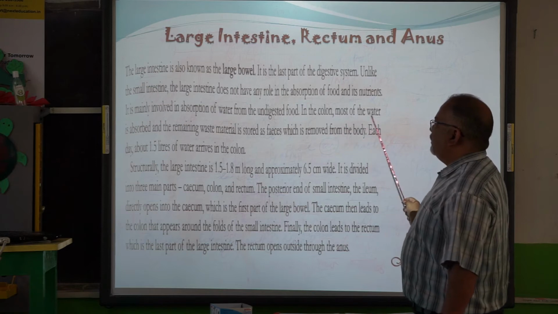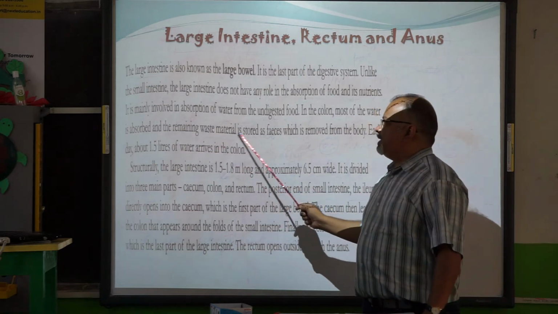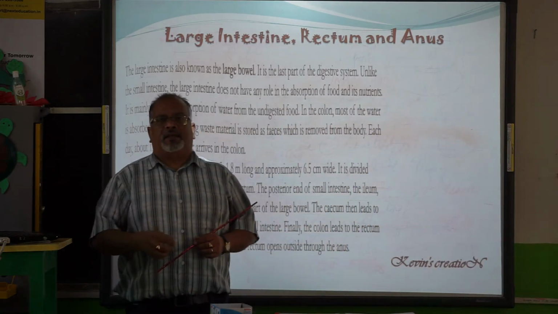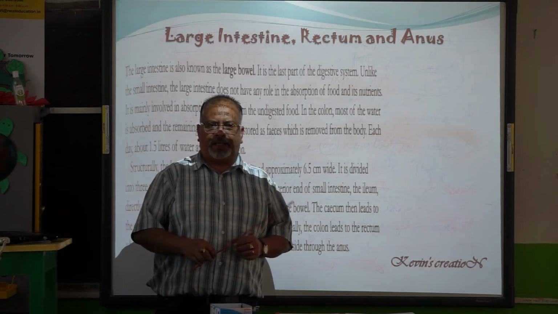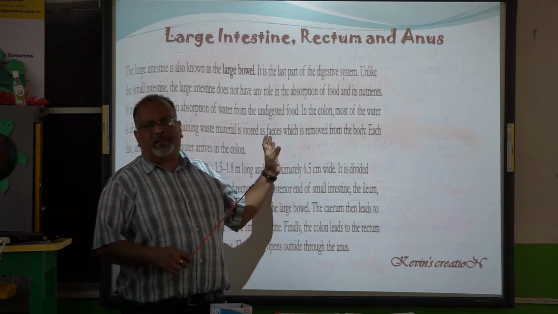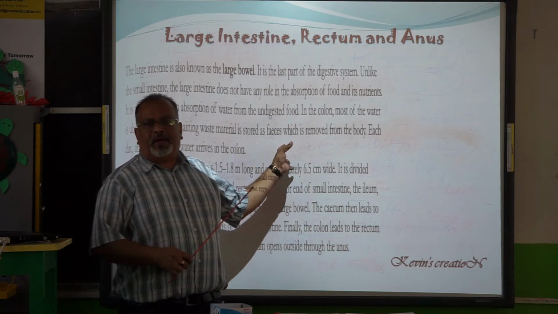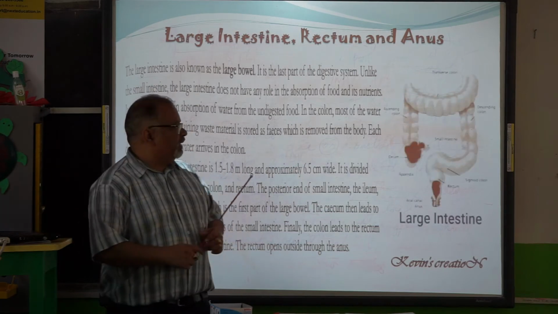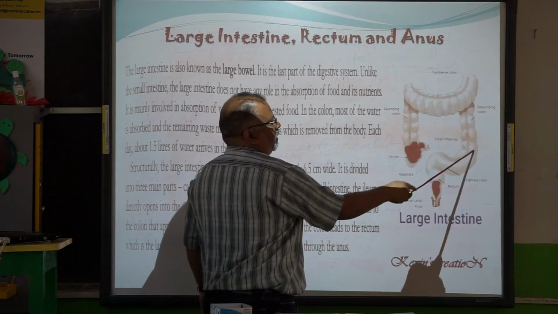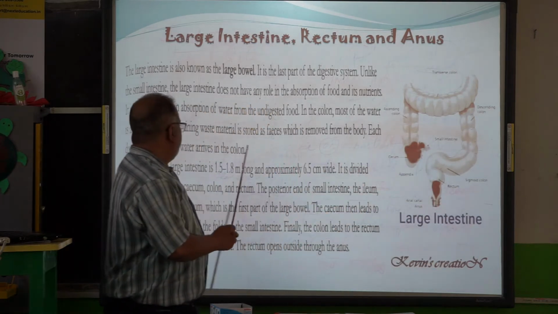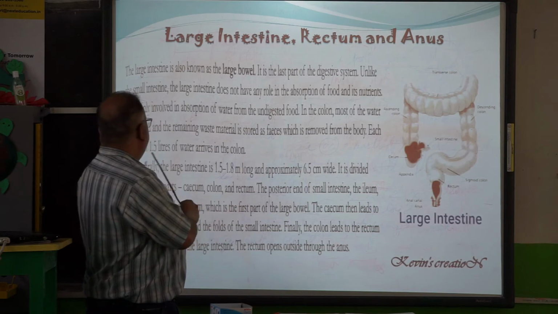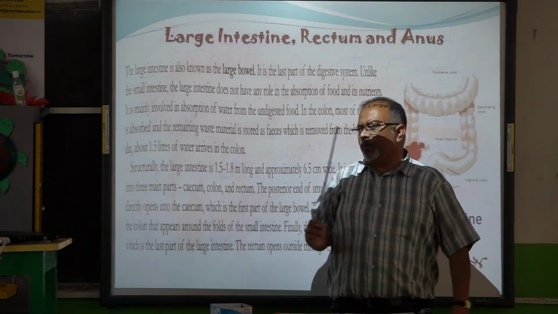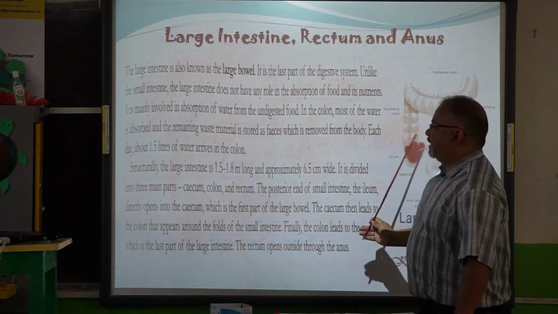In the colon, most of the water is absorbed and the remaining waste material is stored as feces. So once the water is absorbed by the large intestine, what is remaining there that is not required by the body, waste product, it is called feces. Okay, this is the structure of large intestine. Each day about 1.5 liter of water arrives in the colon. Colon is a part of large intestine.